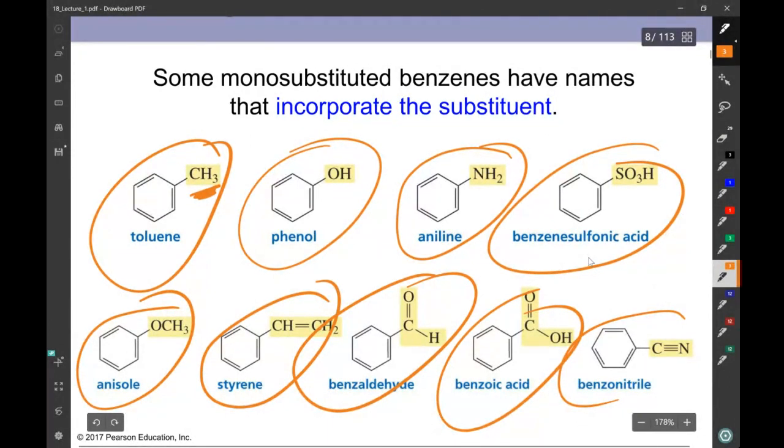So these are some of the common names that you will be required to know. I will not really say memorize them per se, but knowing them is good. Okay.